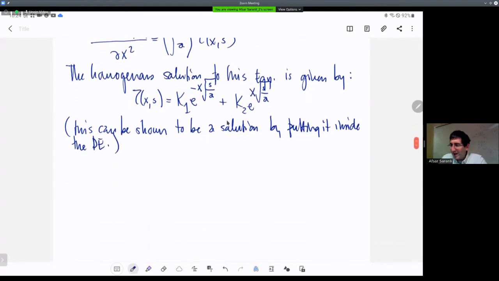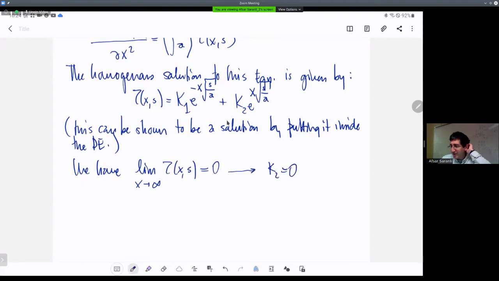Okay, so we have two constants that are not known at this point. We will try to determine them. Okay, so we have this infinite slab assumption. So we have the limit as x goes to infinity of tau xs being equal to 0, and that would require that k2 is equal to 0.